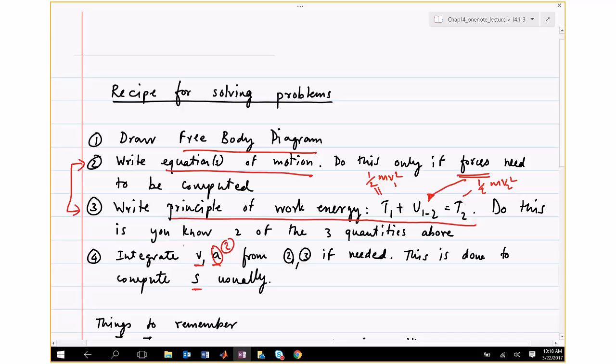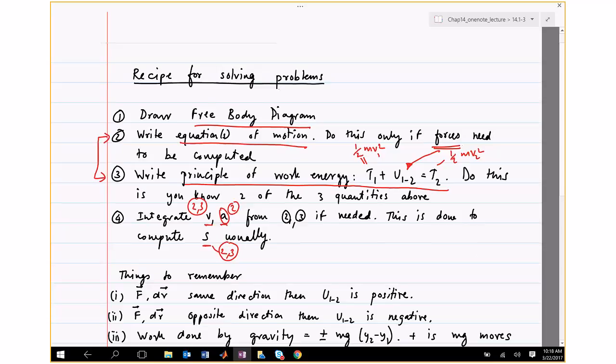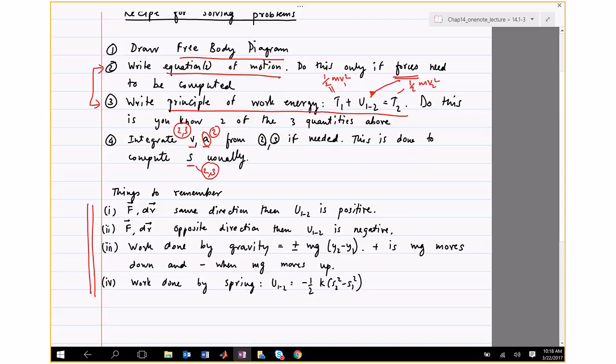You could integrate accelerations to get velocities and displacement, or you could use the principle of work energy. This will be clear once you solve problems. And these are some things which I already mentioned. When F and dr are in the same direction, it's very important to have the sign right, because if you don't, you'll get wrong answers. When F and dr are in the same direction, work done is positive. When F is acting one way and the direction of motion is the other way, work done is negative.